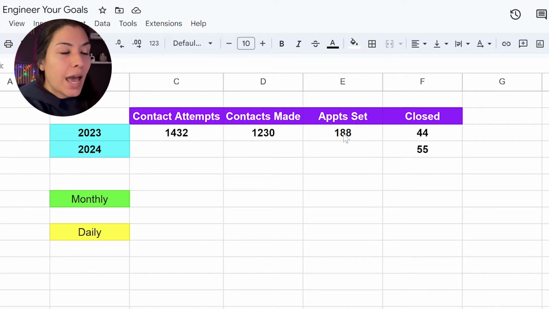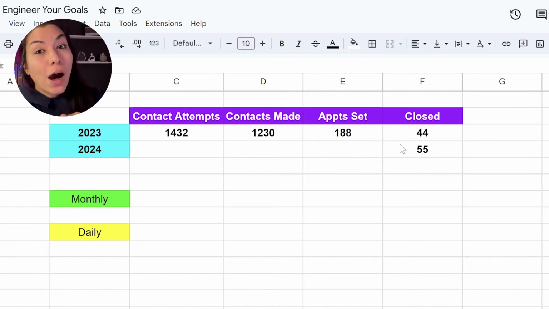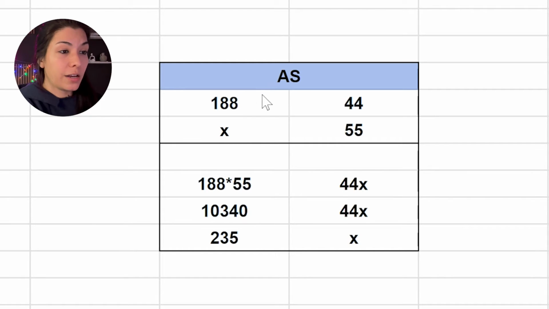So over here, I have 188 appointments set. That led me to 44 transactions. If my goal is 55, then all we're doing is solving for X. So if I want 55 transactions next year, how many appointments do I need to set with the numbers that I've already tracked and my typical conversion rate? So take these numbers over here, 188 appointments set to 44 closings. I'm solving for X because I want 55.